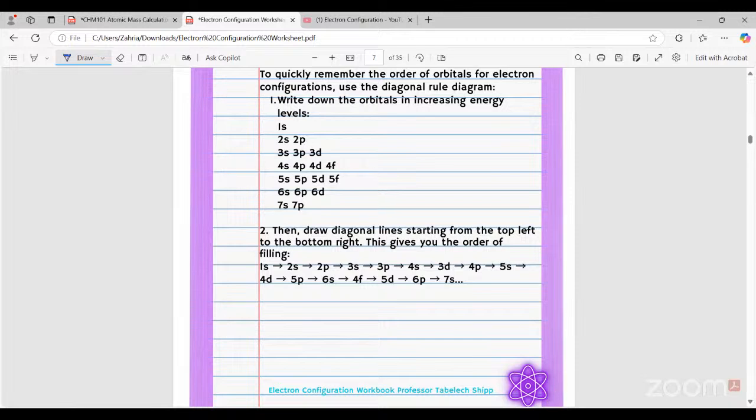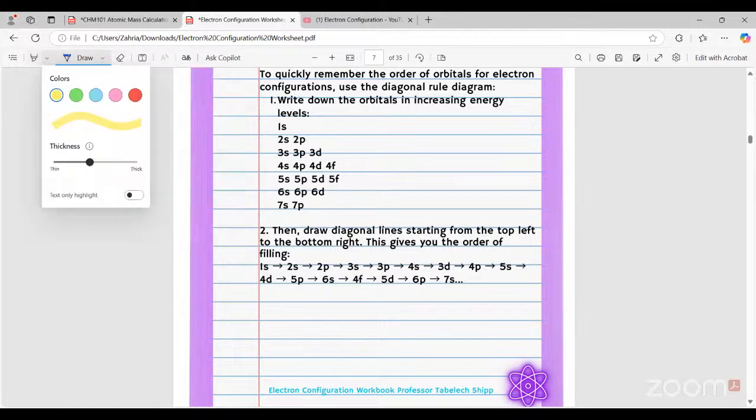All right. Right here, you will notice where it says 1s. Then there's 2s and 2p. Then there's 3s, 3p, 3d. Then there's 4s, 4p, 4d, 4f. Okay, all of this is telling you these are the orders that you're going to write your configuration. Now, right here, okay, I'm going to highlight it for you so you all can see.